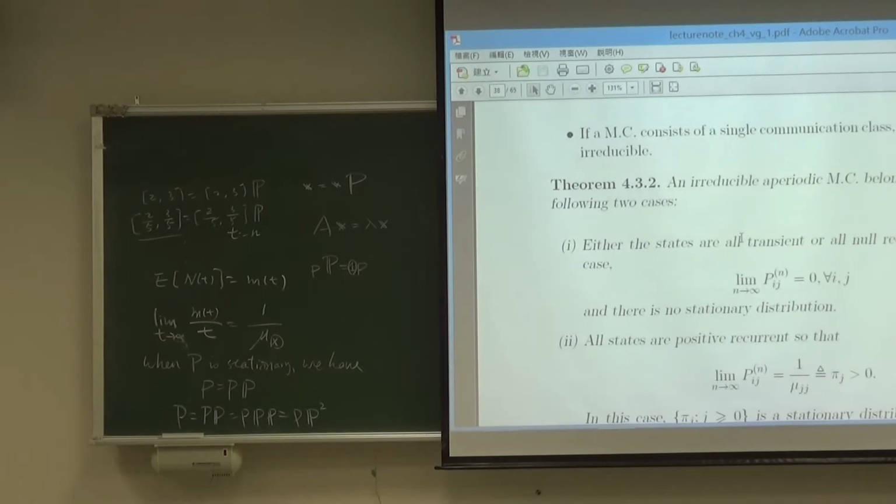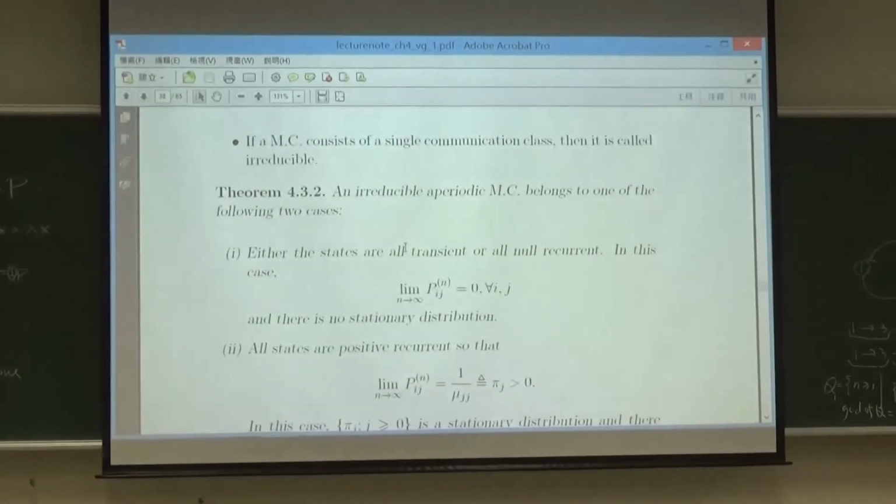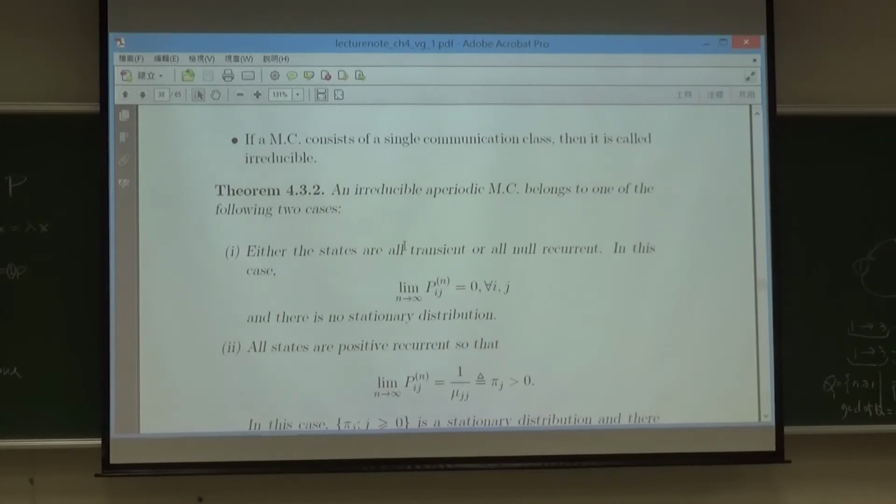Okay, so to give you a general answer for your question, we first consider a special case. Let's consider a Markov chain consisting of a single communicating class, like this one. This Markov chain has 3 states, and the 3 states are in the same communicating class. In general, a Markov chain can have many different communicating classes, but if we only consider a single communicating class, it's called irreducible.